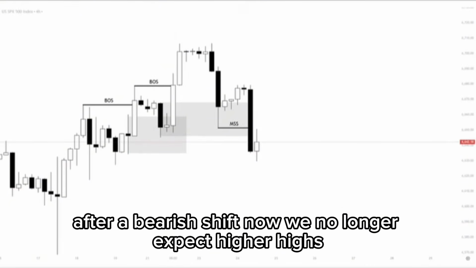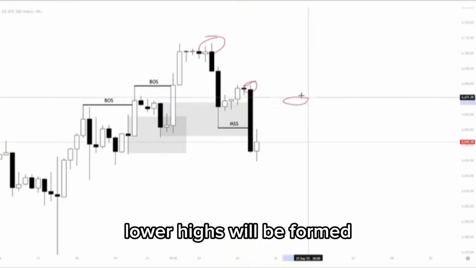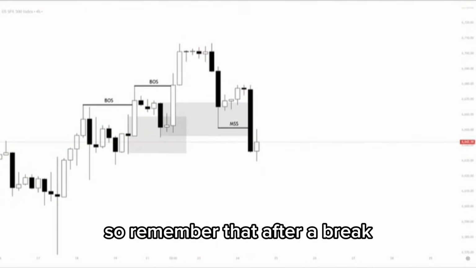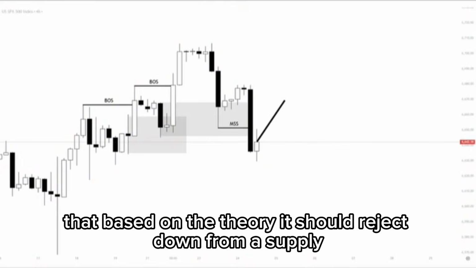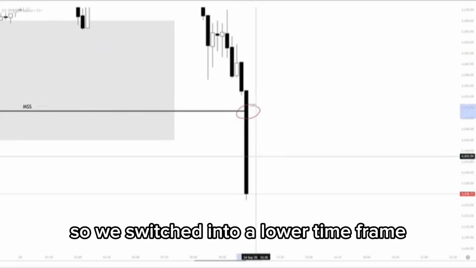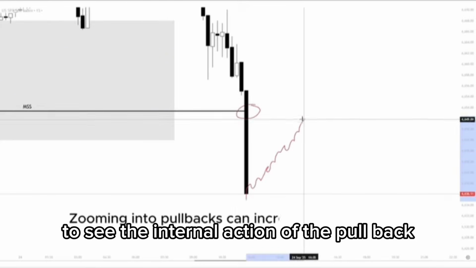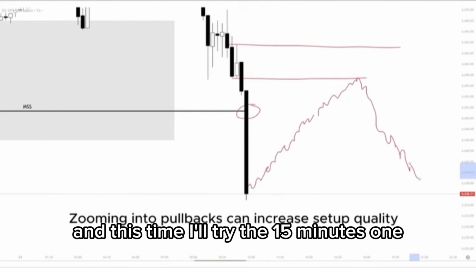After a bearish shift, we no longer expect higher highs, but you will see it many times how, at least in the short term, lower highs will be formed. So remember that after a break, there are high chances that we see a pullback, that based on the theory should reject down from a supply, a resistance, or an imbalance. So we switch into a lower time frame to see the internal action of the pullback. This can increase our accuracy, and this time I'll try the 15 minutes one.